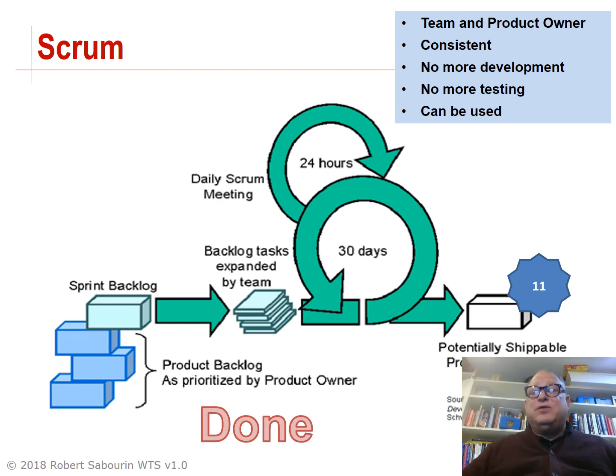So done means ready. Now, teams agree with product owners on what done means and create usually what's called a done checklist. So that done checklist is something that's shared between the team and the product owner, and it's a commitment.